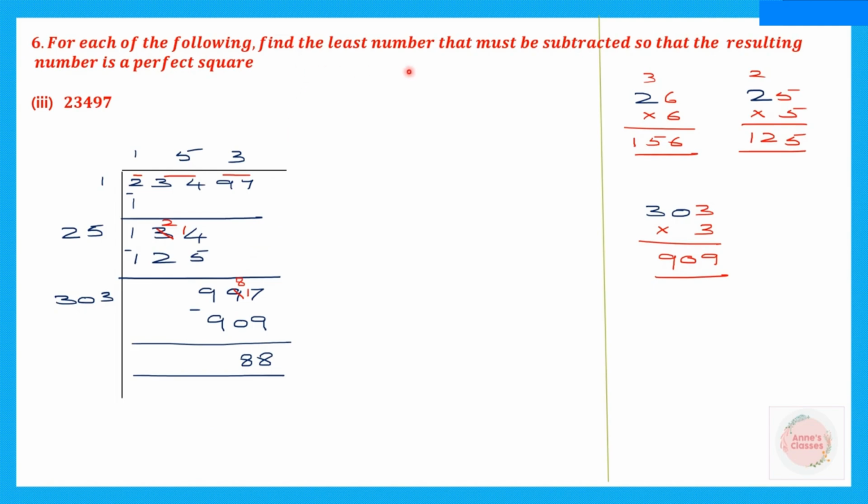That means the least number that must be subtracted so that the resulting number is a perfect square is 88. So let's write that. The least number that must be subtracted is 88. This is our answer. And if you actually do it, children, you'll be able to find out it's correct. That is, if you take this number and subtract 88 from it, you will get a perfect square.